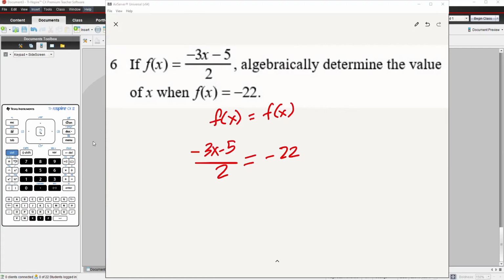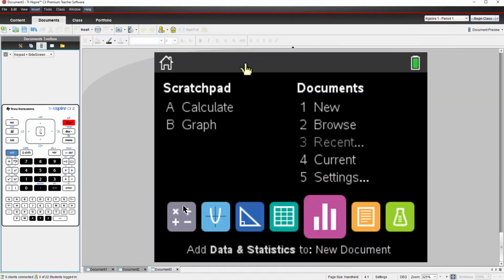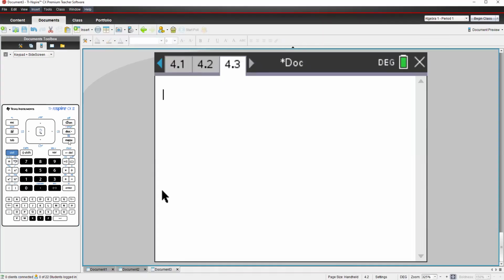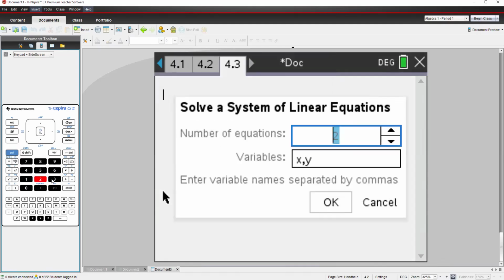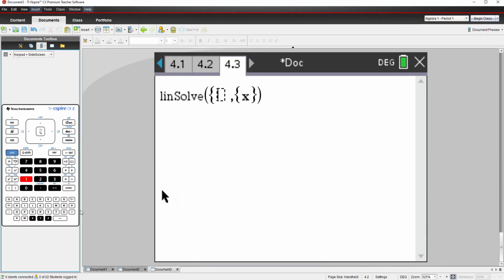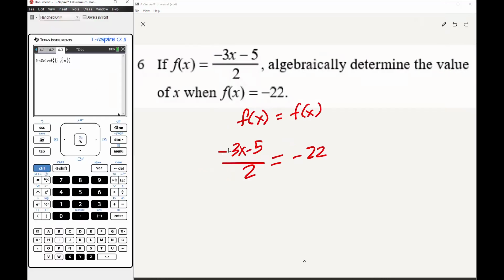Or what's the input that gives you a negative 22? So here's what I'm going to do. I'm just going to go here. All I'm going to do is go menu 32. I only have one equation, so I'm going to change that to 1. And then I'm going to make this smaller so you can see what I'm doing. I'm going to type in negative 3x minus 5 over 2 equals negative 22.